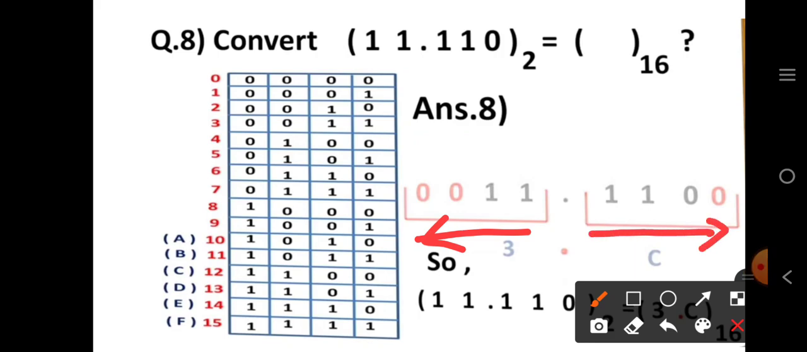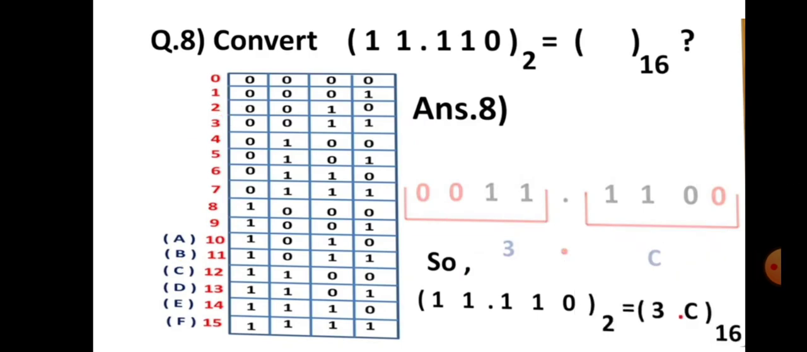So 0011 represents the number 3. So we will write here 3, then we will put a decimal point as it is. Then we will see 1100. What is 1100? It is the number 12, that is C. So we can write here C. It means this binary number is converted into hexadecimal as 3.C. So this is the last conversion. We have seen four types of conversion in total today.